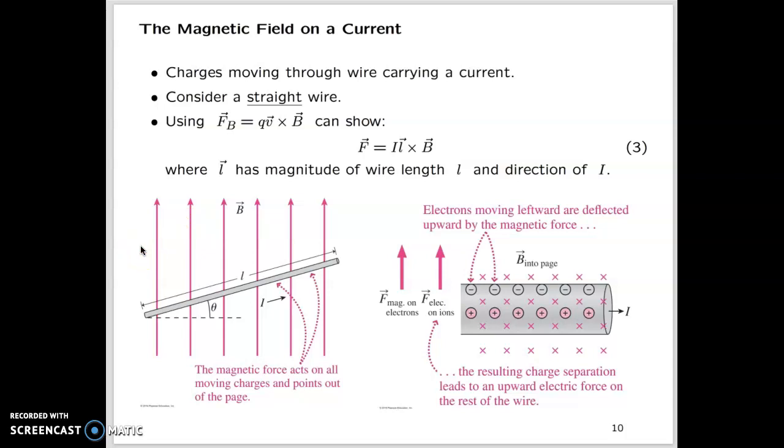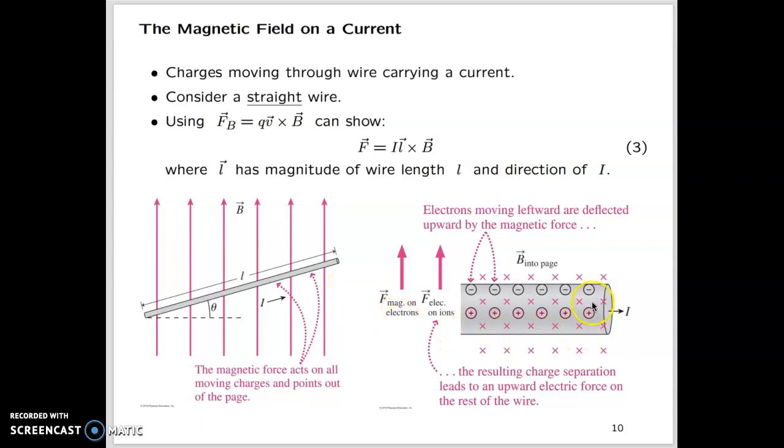And a current is, of course, made up of charged particles that are moving. So the moving charged particles, those are the conduction electrons. They're moving along this conducting wire. Well, they're going to feel a force, because they're charged particles moving in a magnetic field.